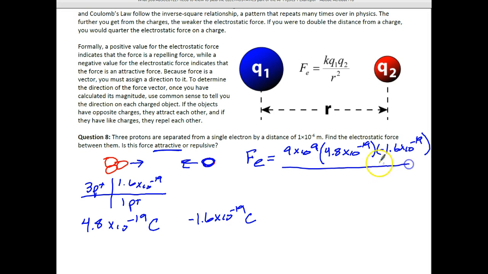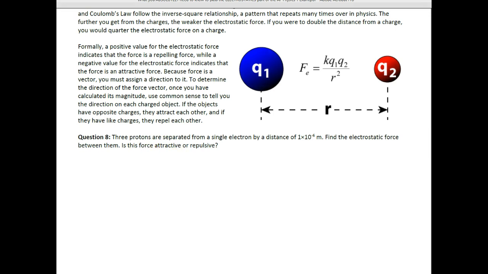And we're going to divide them by the distance between them. And it said that the distance was 1 times 10 to the negative 6 meters. When we're done, we should end up with negative 6.9 times 10 to the negative 16th newtons, and that is definitely an attractive force. For the next problem, it's question number 9.